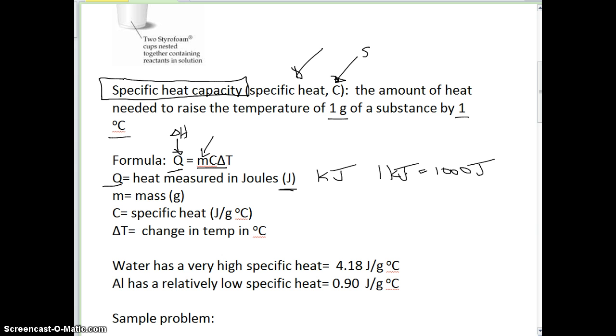In this formula, m is going to be mass, measured in grams typically, sometimes kilograms that we've got to convert. Specific heat in this formula is going to be measured in joules over grams multiplied by degrees Celsius. That's our unit for specific heat. And again, that's the amount of heat needed to raise the temperature of 1 gram of substance by 1 degree Celsius. And then delta T, delta meaning change. And so this is going to be a change in temperature in degrees Celsius, or in Kelvin sometimes as well. It really depends.